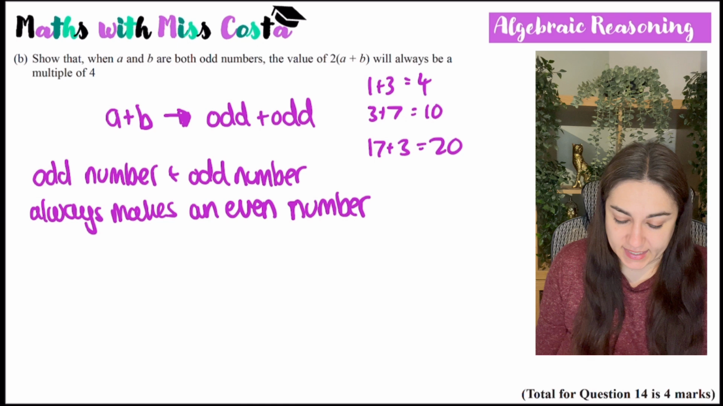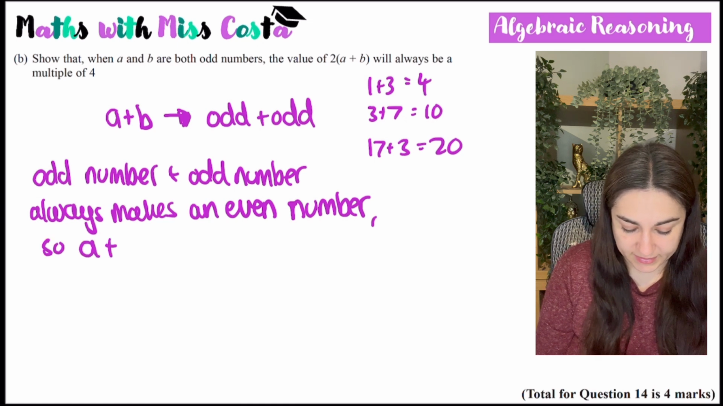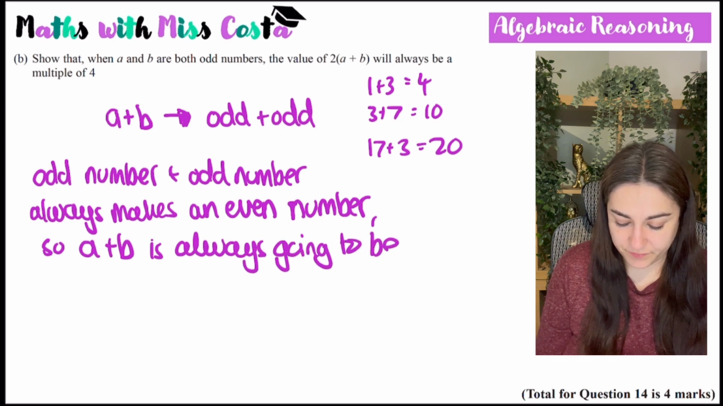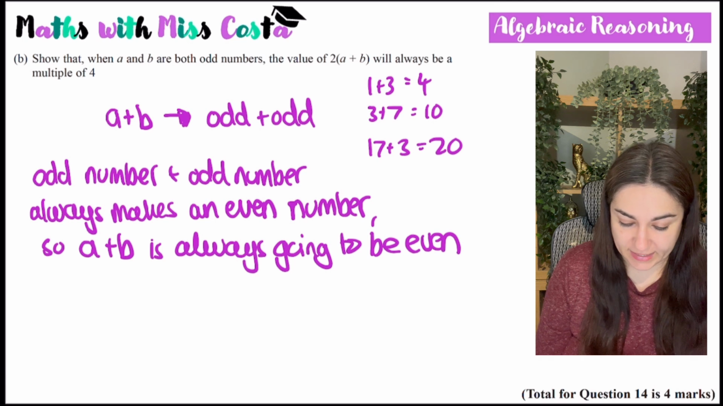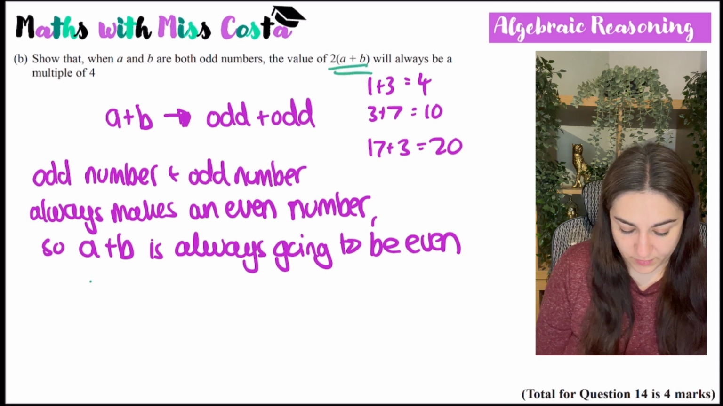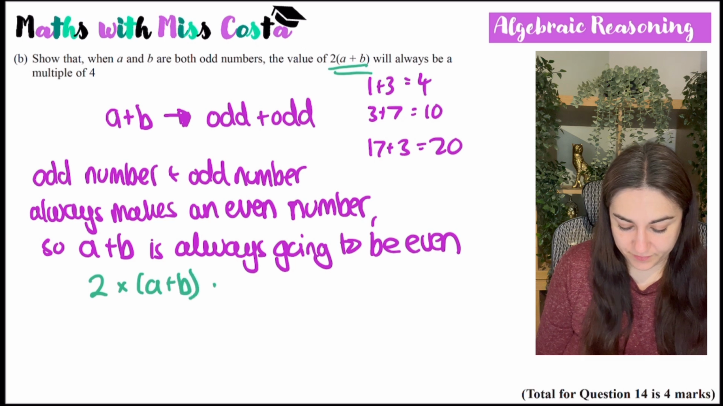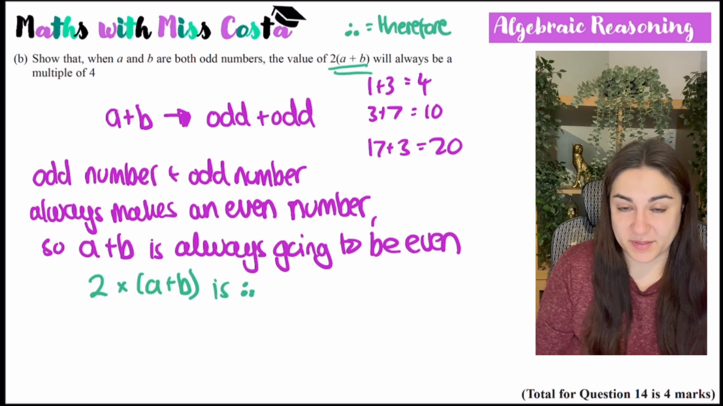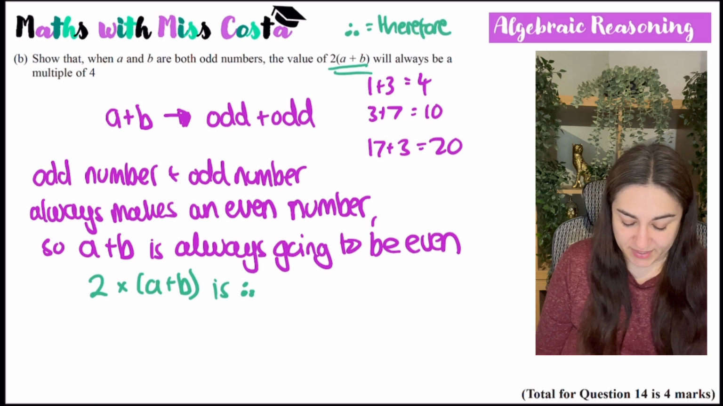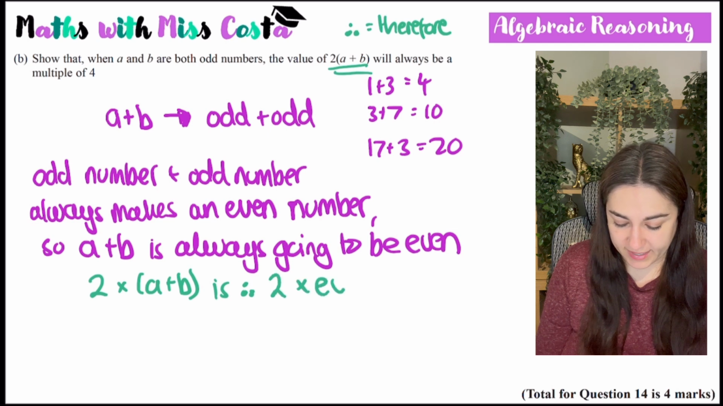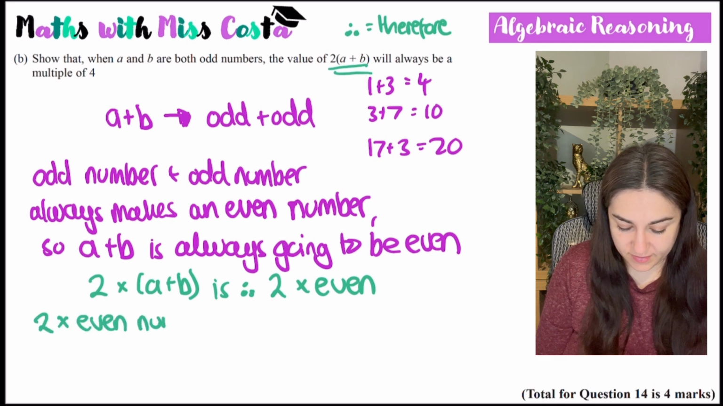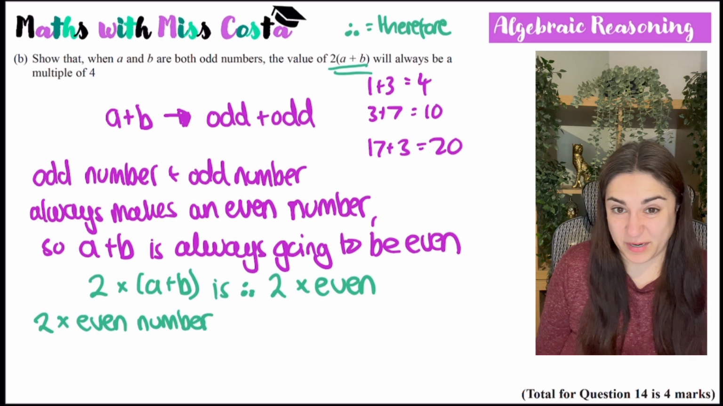And then what does it mean? So A plus B is always going to be even. And if A plus B is always going to be even, what else do you have? Well, 2 times by A plus B is therefore, and these 3 little dots just mean therefore. They're not necessary to use, but they're just a bit of fun. So is therefore going to be 2 times by an even number. And 2 times by an even number is always going to be a multiple of 4.